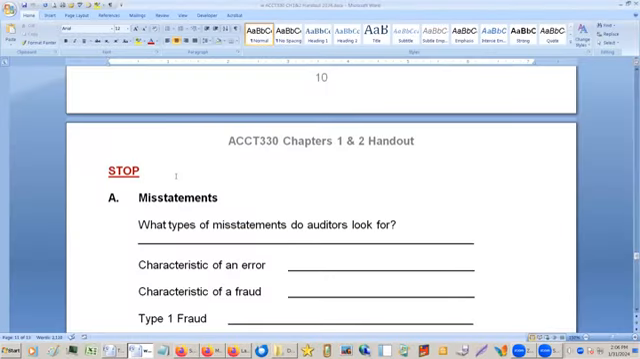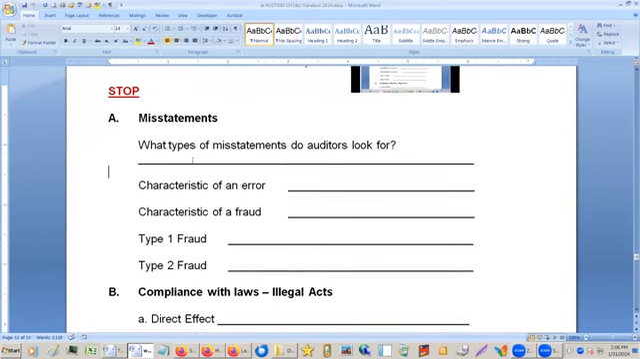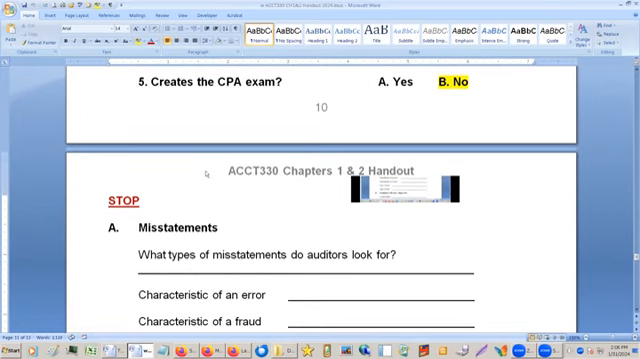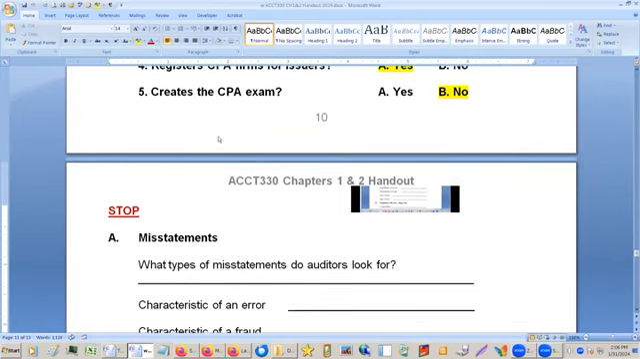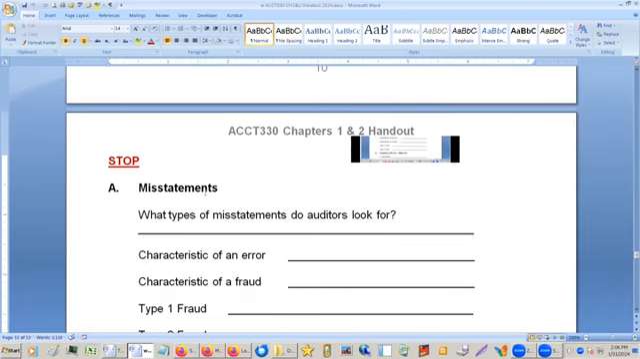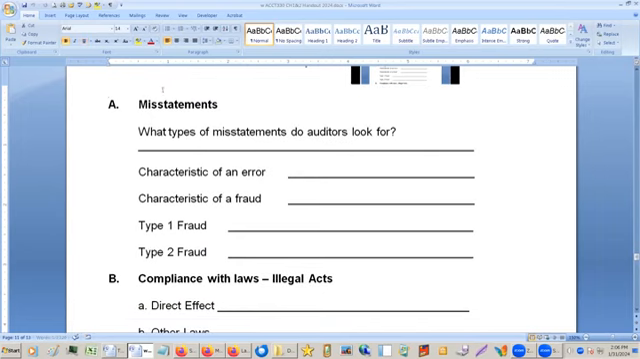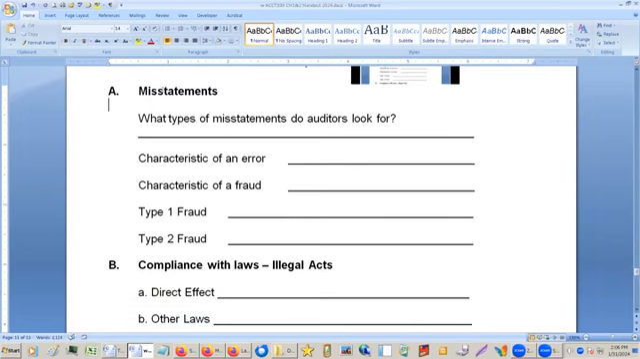Okay, let's start up. Let's finish up the Chapter 1 and 2 handout. This is somewhere around page 11. My page numbering might be different than yours. Okay, what type of misstatements do auditors look for?